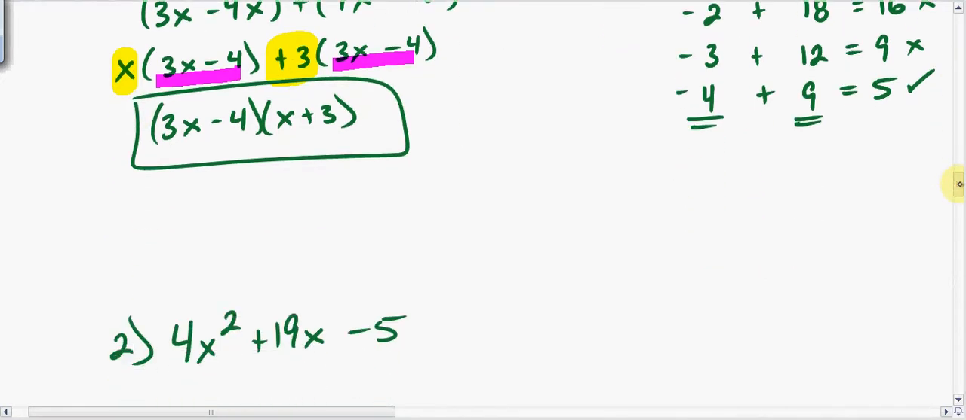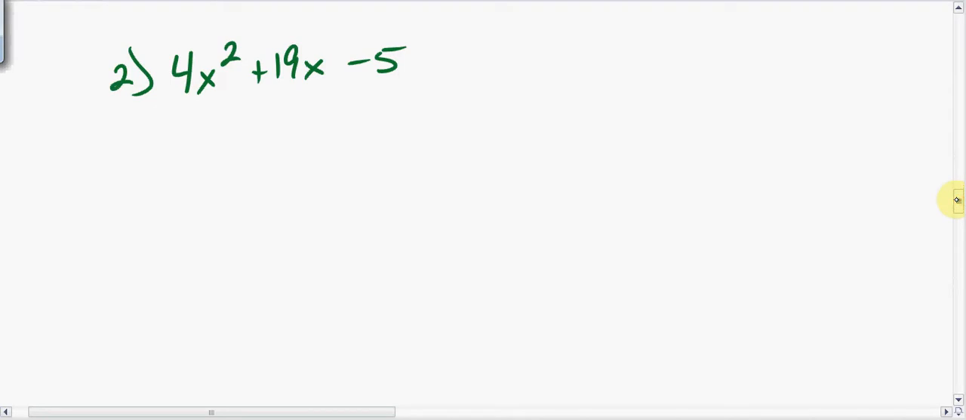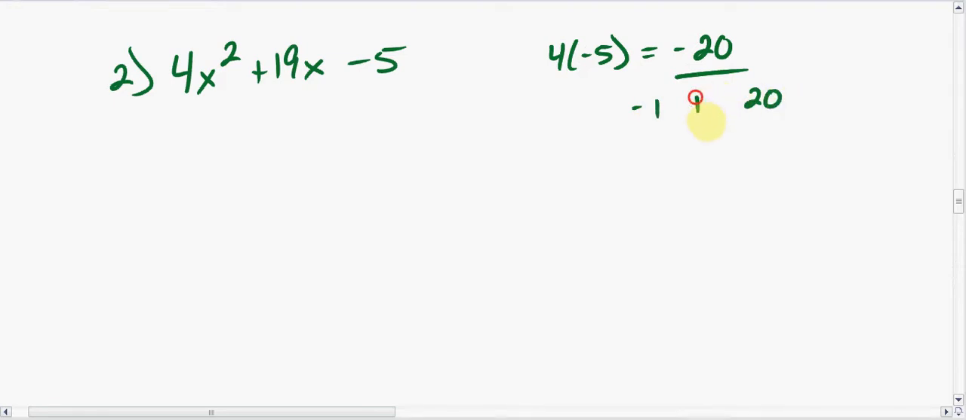Let's try a second one. We've got 4x squared plus 19x minus 5. Find the factors of 4 and negative 5. So 4 times negative 5 gives us negative 20. Find the factors of negative 20 that add up to positive 19. Remember, larger factor is still positive, so let's start with 1. 1 goes into 20 20 times. Smaller factor is negative, larger factor is positive. Negative 1 plus 20 is, hey look, 19. That's what we want. All right, it's nice when we can get it on the first try.